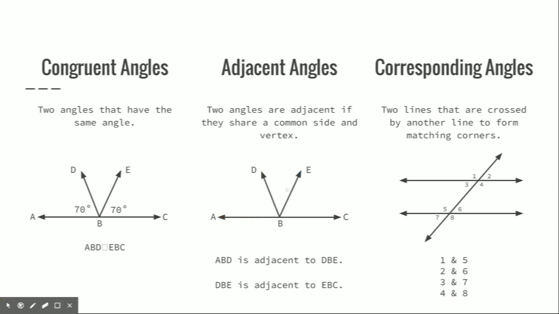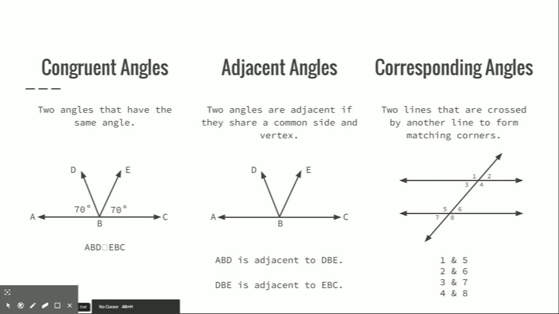In the same way, we've got D, B, and E is also adjacent to E, B, and C. And they share a vertex and they share a common side. So that makes them adjacent. Now, things that would not be adjacent would be ABD is not adjacent to EBC. They may share a vertex right here, but they do not share a common side, so those are not adjacent.